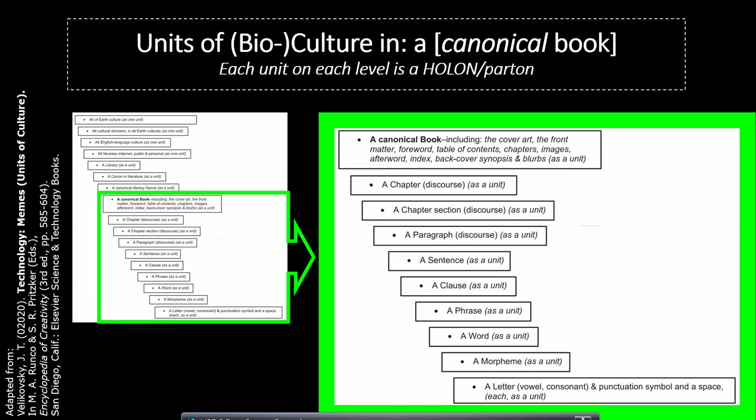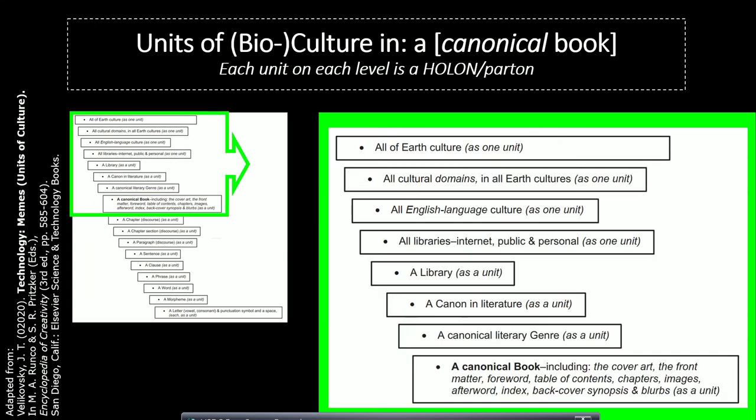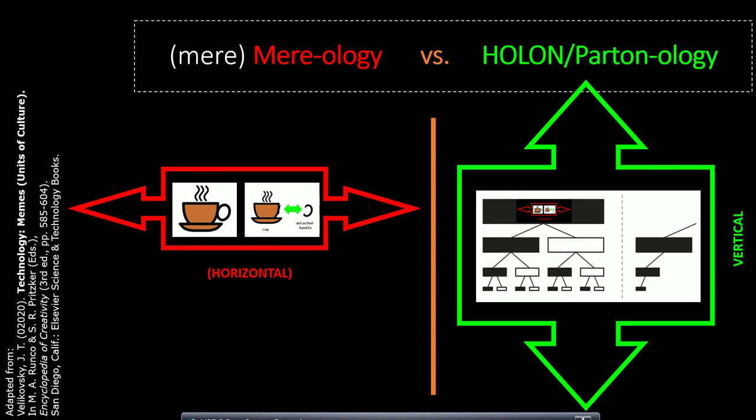I suggest reading the article if more details are of interest. And so there's also a diagram showing that it's HOLON-parton structures all the way up and down, looking at a canonical book. So there's more detail in the article, in the chapter, and going all the way up to all Earth culture, considered as one meme, one HOLON-parton, one unit of culture. All the way obeying those three laws.